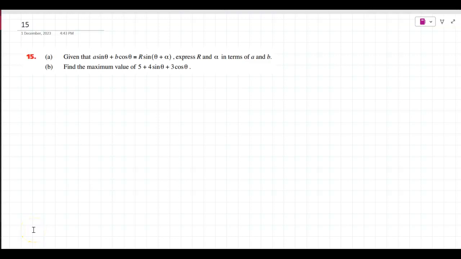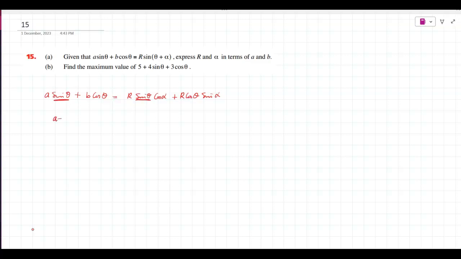Okay, so what you started is you started correctly. So you have your a sine theta plus b cos theta. You expand this: r sine theta cos alpha, correct, plus r cos theta sine alpha. Now equate the coefficient of sine theta.